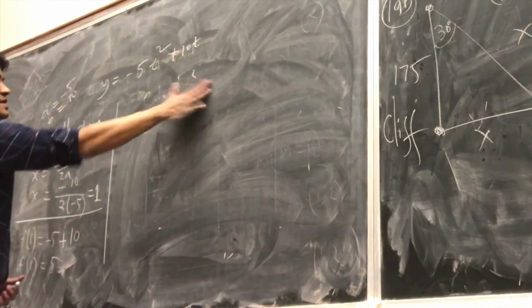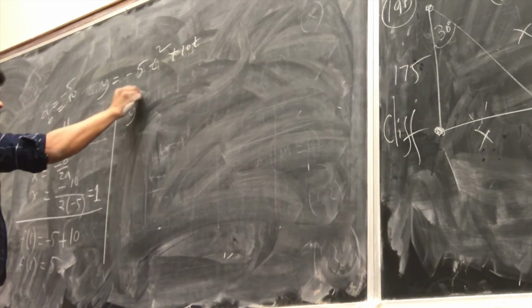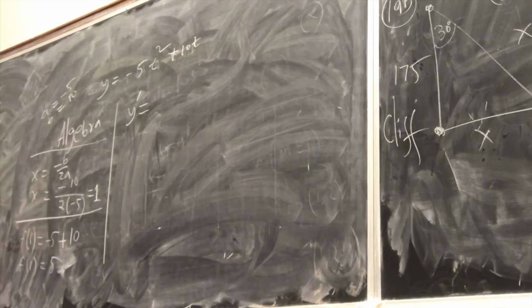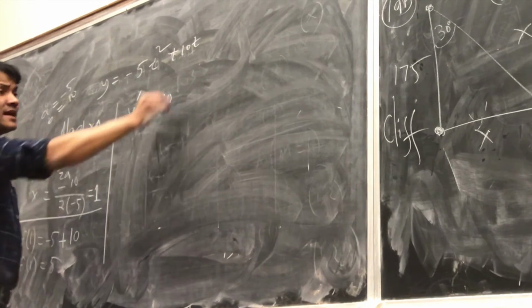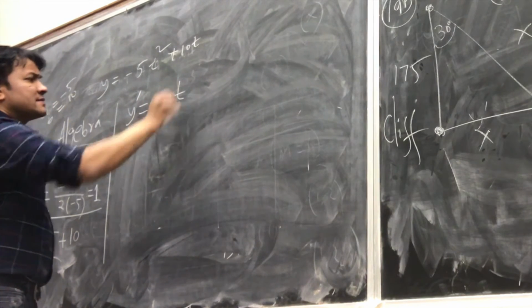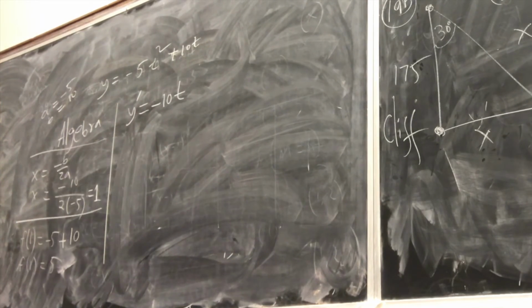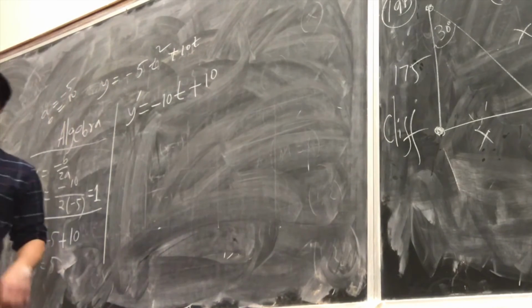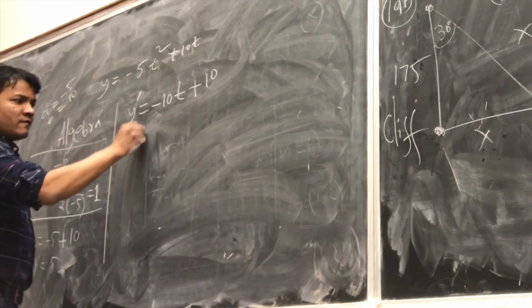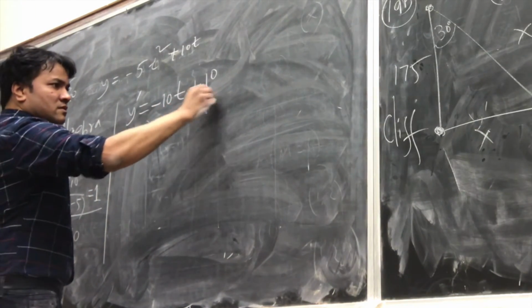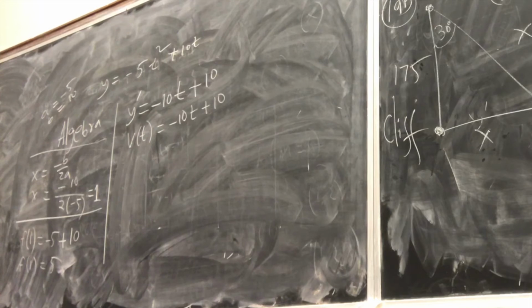Again, we're going to use the power rule to save some time. y prime is how much? Minus 10t plus 10. We said that this is y prime, but in the back of our mind, we know that y prime is velocity, because the first derivative is velocity.